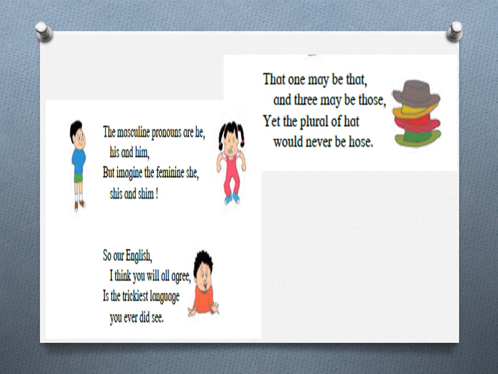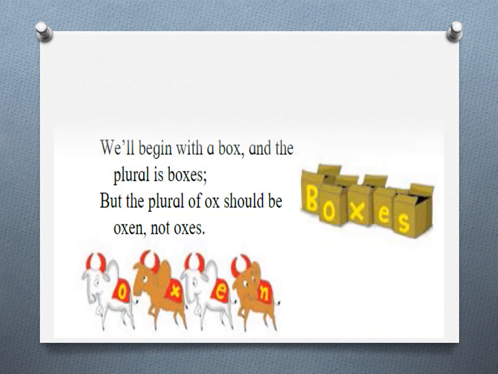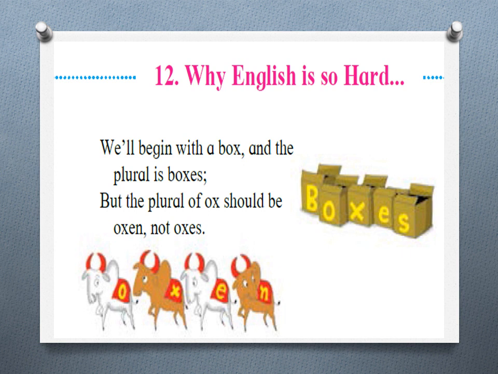Now, we will study the poem paragraph wise according to the verses. So let's see what the poet tries to say in the first verse. The first verse is: We'll begin with a box and the plural is boxes. But the plural of ox should be oxen, not oxes. Now, my dear children, we have already studied singular and plurals. In that, we have learned various rules, how to change singulars to plurals and plurals to singulars. There are certain rules which we follow when we change singular to plural and plural to singular.